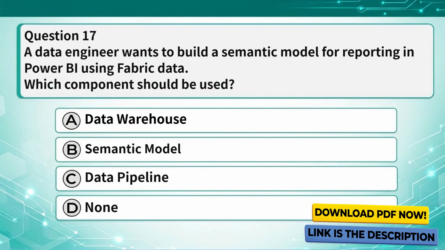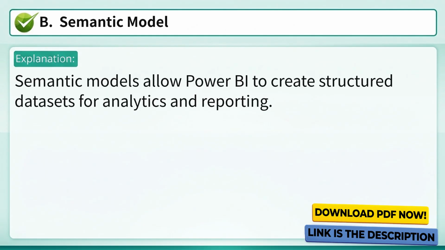Question 17. A data engineer wants to build a semantic model for reporting in Power BI using Fabric data. Which component should be used? A. Data warehouse. B. Semantic model. C. Data pipeline. D. None. Correct answer: B. Semantic model. Explanation: semantic models allow Power BI to create structured datasets for analytics and reporting.